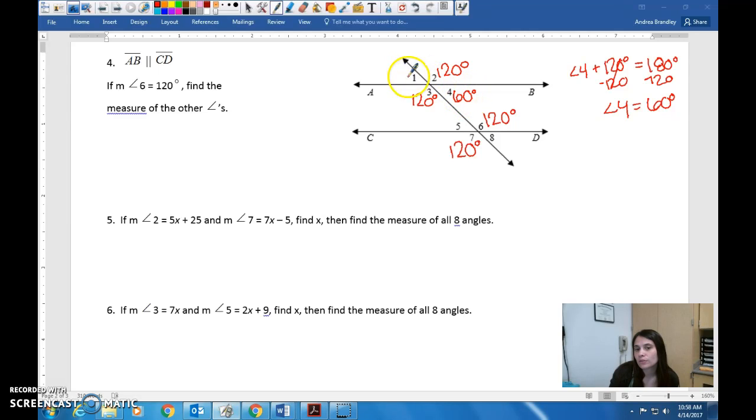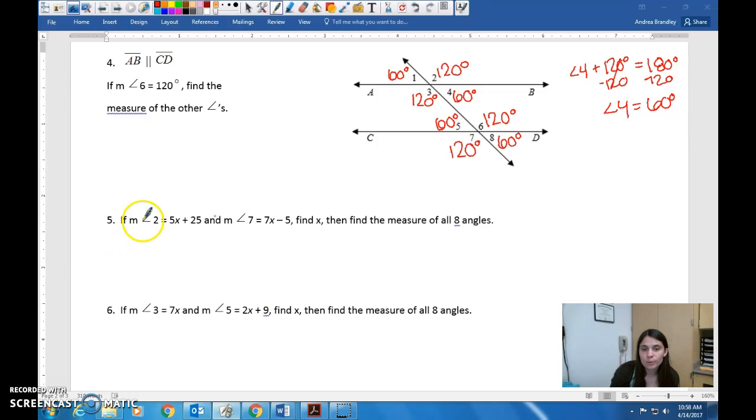So angle 1 and angle 4 are vertical, so angle 1 has to be 60 degrees. And then just so we can see a couple of other examples of what angles might be called, angle 4 and angle 8 are what's called corresponding angles, and corresponding angles are congruent. Or I also could have said angle 8 and angle 1 are alternate exterior angles, which are also congruent, and then these are vertical angles, or these are alternate interior angles, and this is also 60 degrees. So there's a lot of ways to go about finding those angles. It just depends on which way you prefer.